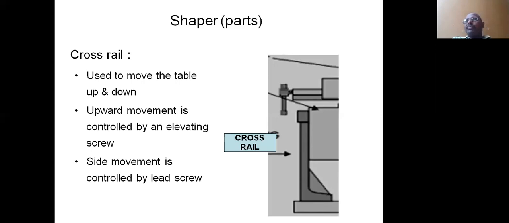So observe very carefully. The cross rail is very important. What is the important function of the cross rail? The important function of the cross rail is to adjust the position of the job in such a way that the cutting tool makes contact with the job. So that is the important functional purpose of this particular cross rail.